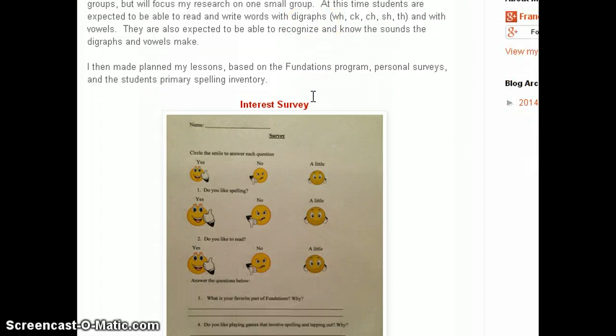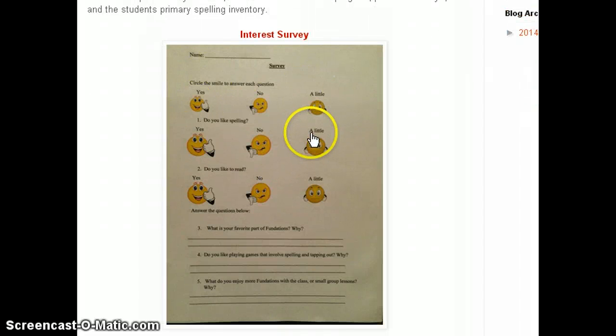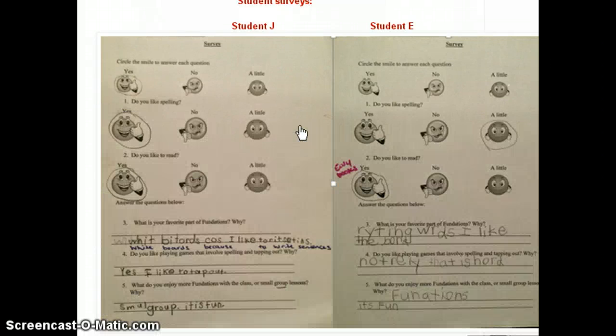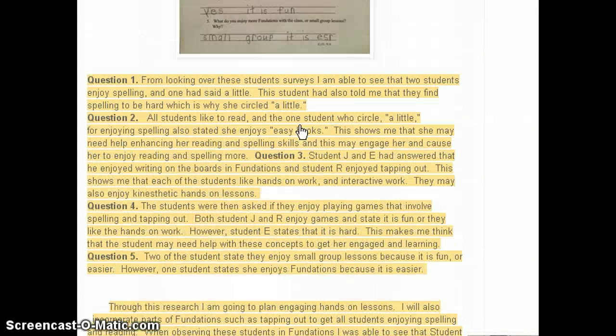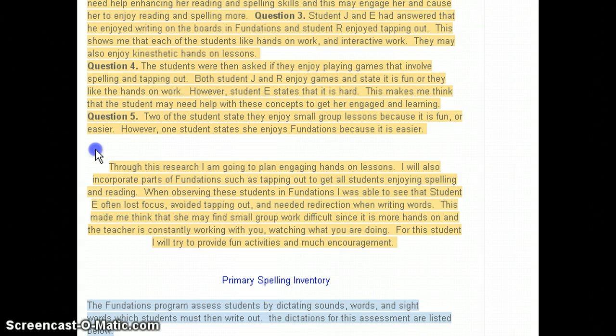So you're working with one group, and I love how you took photographs of this interest survey. I think that talking about an interest survey and the spelling inventory you used as a starting point to learn about your students' needs is really important. I like how you gave these examples, how you analyze each one specifically. I would, right here, question 3, I would move it so that it's underneath question 2 and lined up.